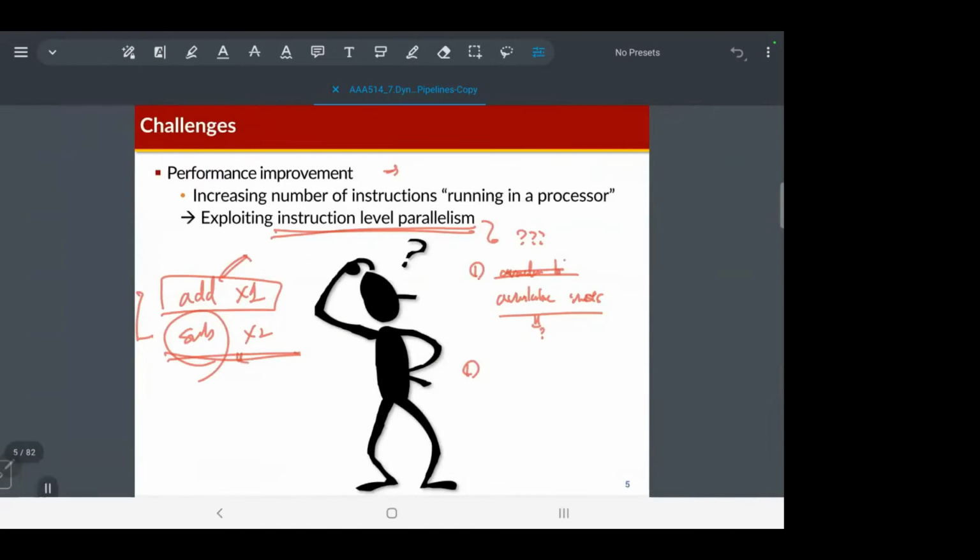Why do you use these out-of-order processor architectures in modern processors? You can find the answer on this slide. The answer is that we need to increase instruction level parallelism.